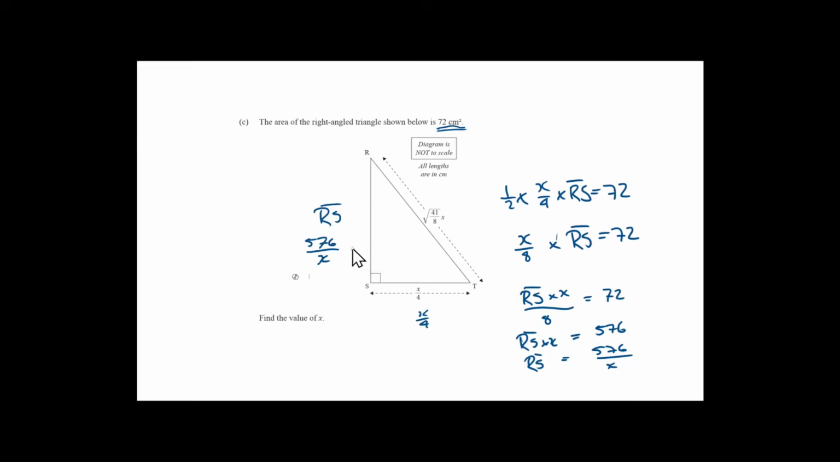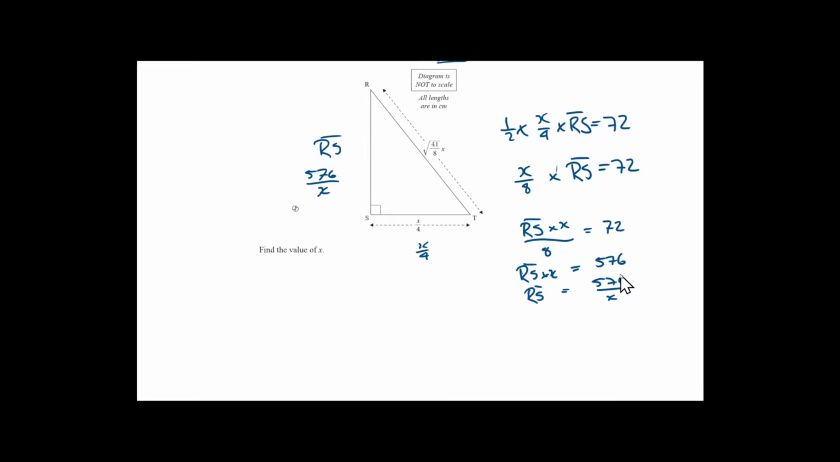Now if we already used the area thing to find RS, we can't use RS to use the area, so we need to use Pythagoras' theorem now. And now I think is where it's going to get really, really ugly. But let's do it.